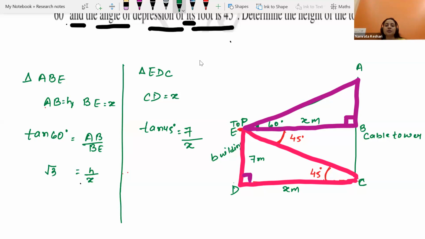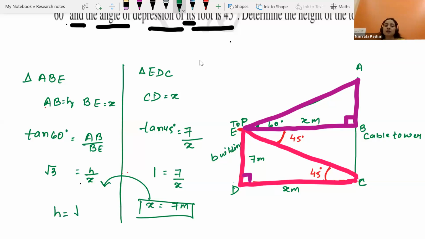Yes, students, are you getting it? For the pink triangle EDC, tan 45 degrees value is 1, right? So 7 over x. Oh yeah, we got the x value. x is nothing but just 7 meters. If x is 7 meters, then we can substitute it in equation 1 which we have in hand, and we will get h.